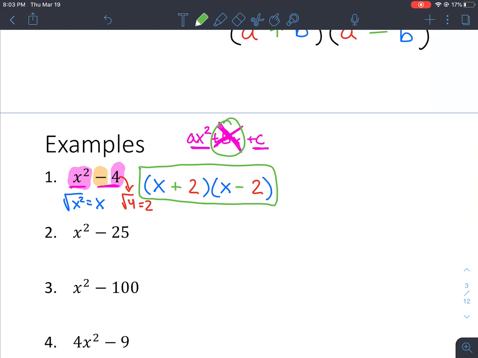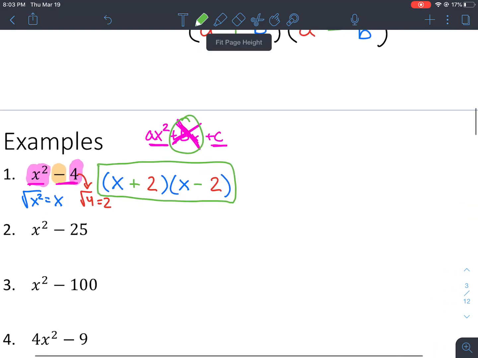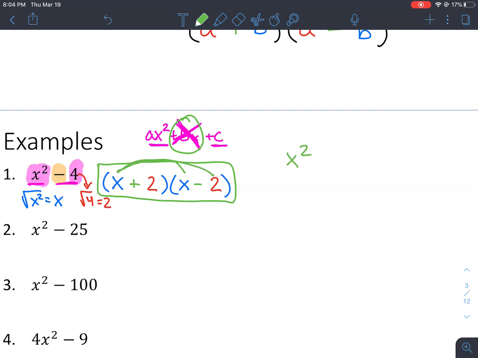You can always check this answer to see if it's correct by doing the double distribution. So for example, if I were to do x times x, that would give me x squared. If I do x times negative 2, that's negative 2x. 2 times x, positive 2x. Positive 2 times negative 2, negative 4.